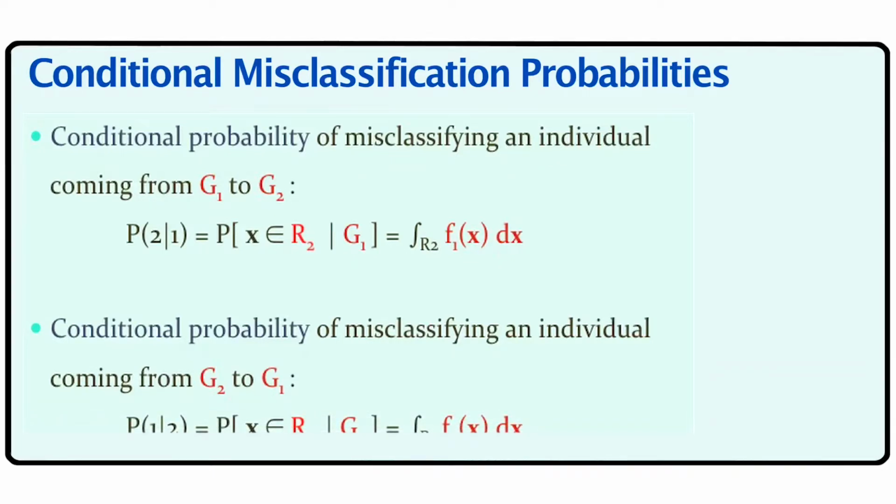This is integrated over the region R2, this x falling in R2. Similarly, the conditional probability of misclassifying an individual coming from G2 to G1 is given by P(1|2), which is the probability of x now belonging to R1 given that the individual comes from group 2, and this is the integral of f2(x) dx over the region R1. So these are the two conditional probabilities of misclassification.